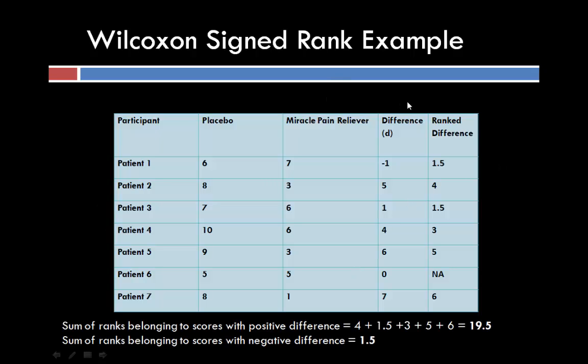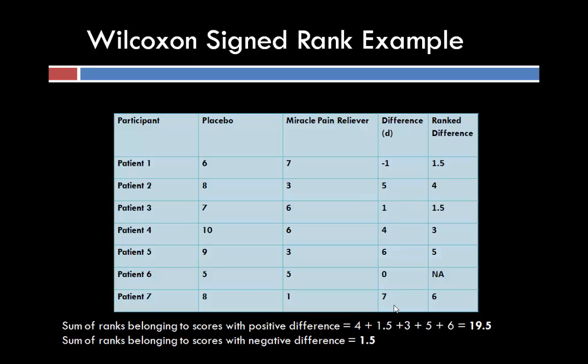And what we do for each row, so each patient, is we take the difference between the two groups. So it'll be the placebo minus the miracle pain reliever pain score. So we get a difference, for example, patient 1, we get a difference of -1. Patient 2, 8 minus 3 is 5, and we do that all the way down to patient 7.